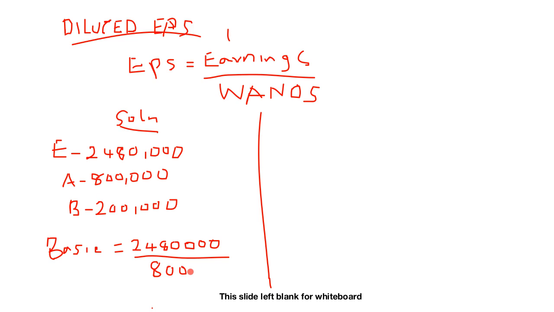So what will that give us? What is the quotient now? If we divide 24,80,000 by 800,000, what will that give us?